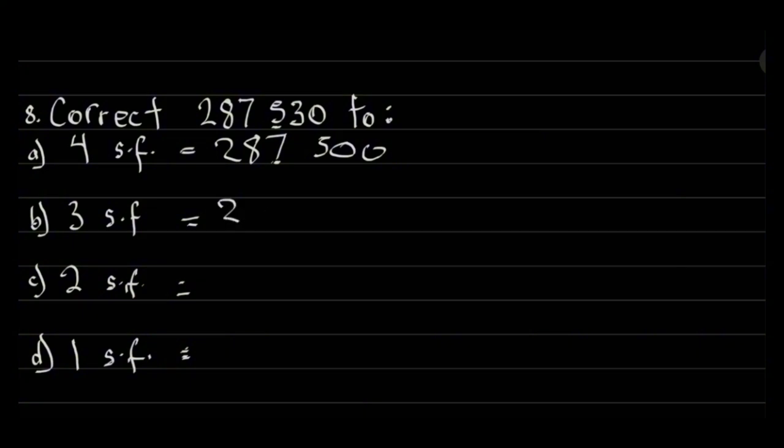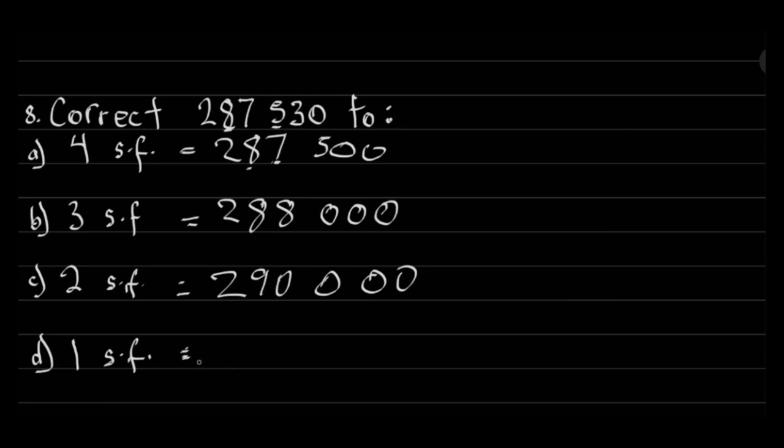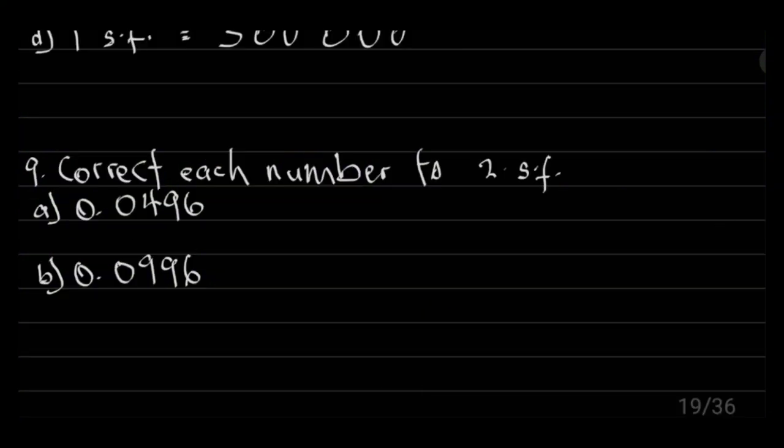So that would be 288,000. To 2 significant figures, our second significant figure is 8, so running it up is going to be 290,000. Because of the 8 here, we have to increase 8. Now to 1 significant figure, we'll have to increase 2 to 3. So that will give us 300,000. Now last example on significant figures, we are to round this up to 2 significant figures each.